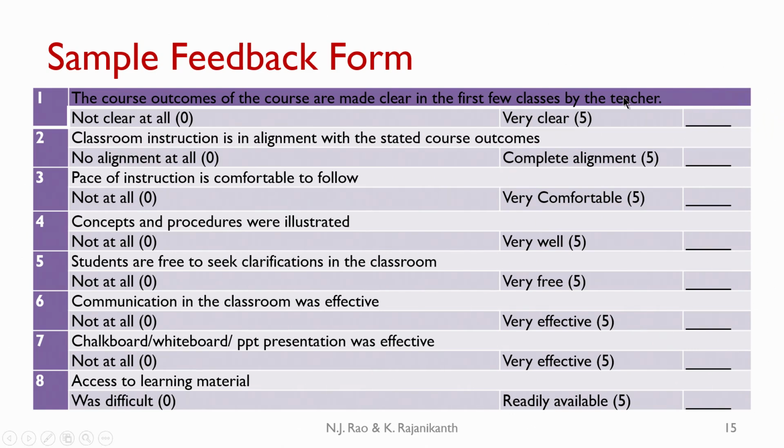The number that the student feels can be put here, from 0 to 5. The second one is: classroom instruction is in alignment with the stated course outcomes. That is, the actual instruction is in alignment with the course outcomes. It is not going off tangentially somewhere else, with too much detail or too superficial. So, we say here again, no alignment at all to complete alignment.